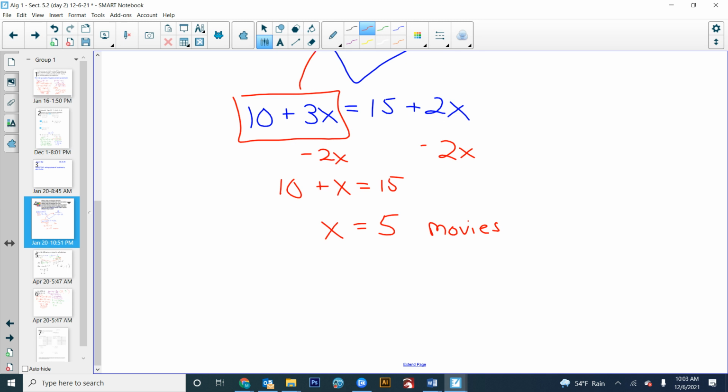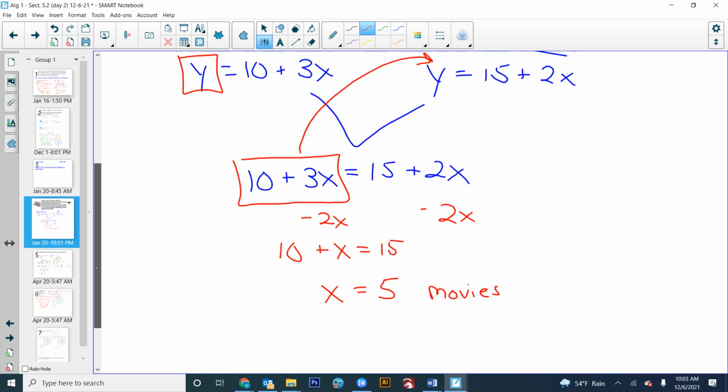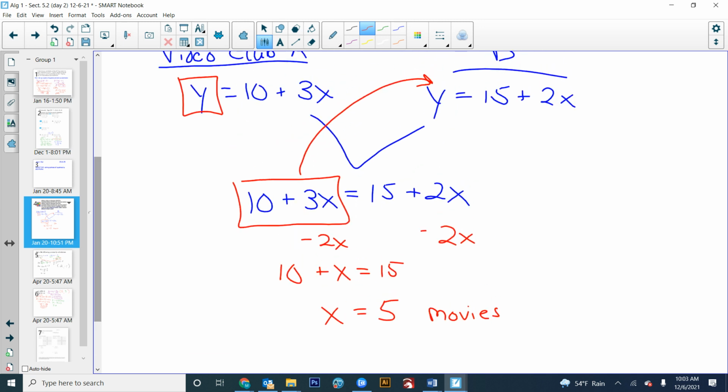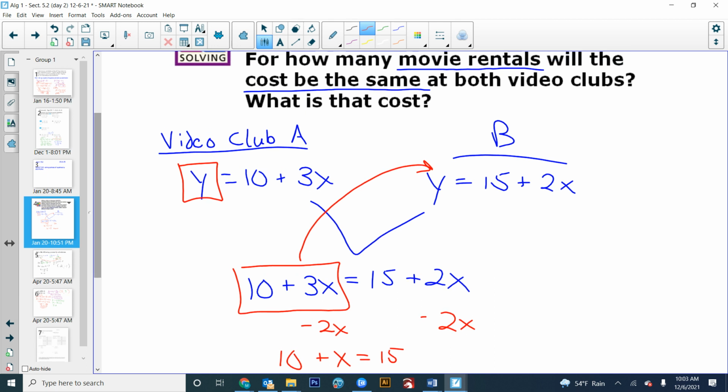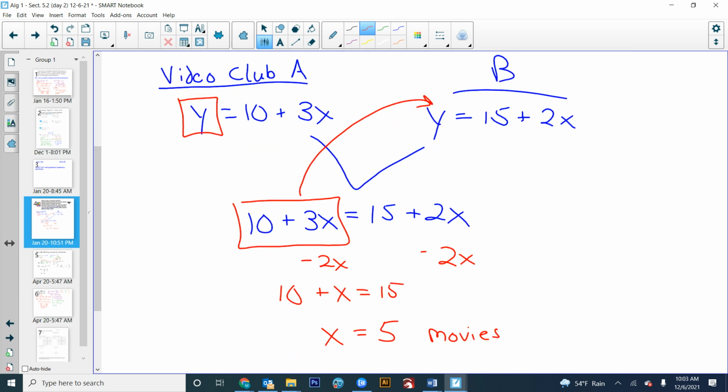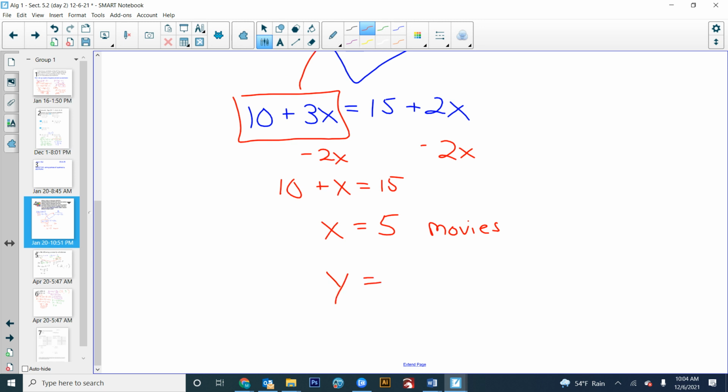When you rent 5 movies, the costs for Video Club A and B will be the same. I like it. Make sense? Don't we have to plug 5 into the... Let's see what it asked us. Oh, thank you. What is the cost? So they're both solved for y. Doesn't matter which one you plug it into, right? 5. Ready? 10 plus 3 times 5. What's 3 times 5? What's 10 plus 15? 25 what? $25 for 5 movies.